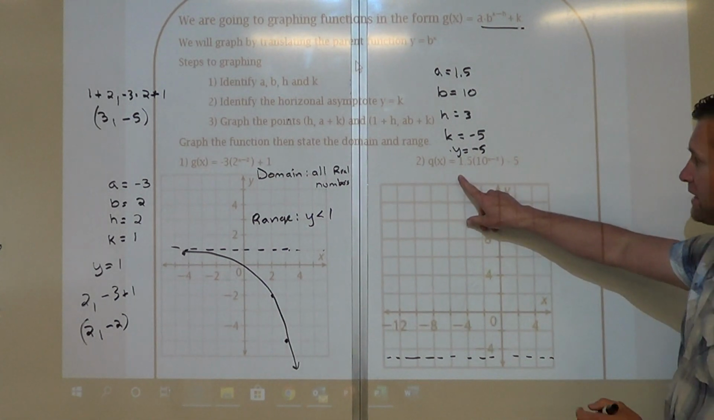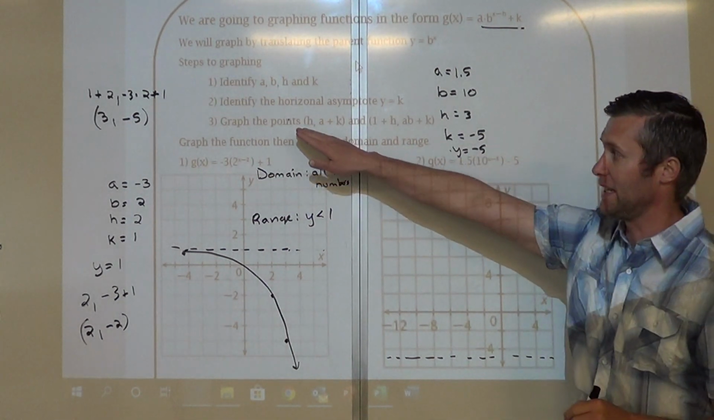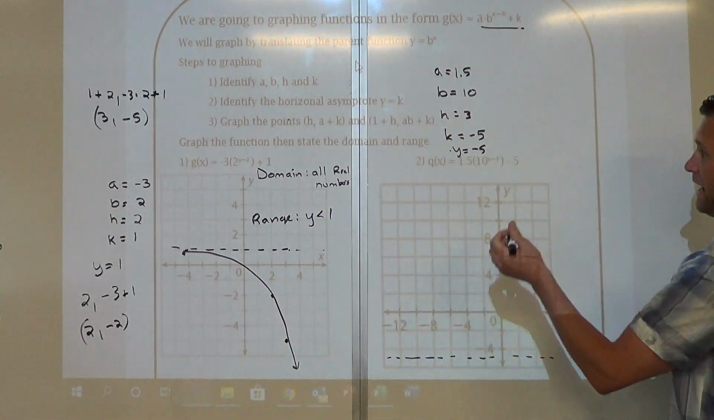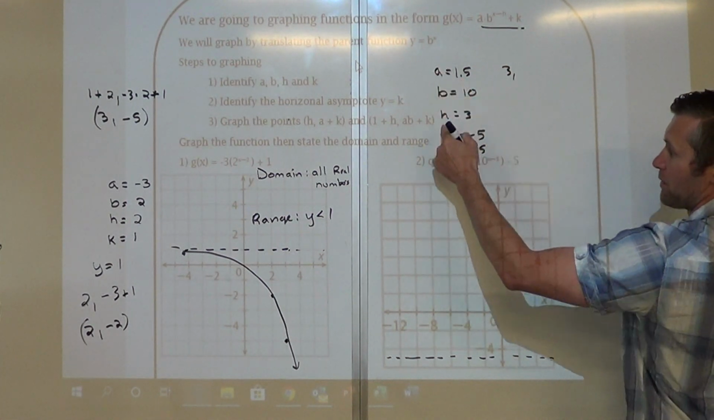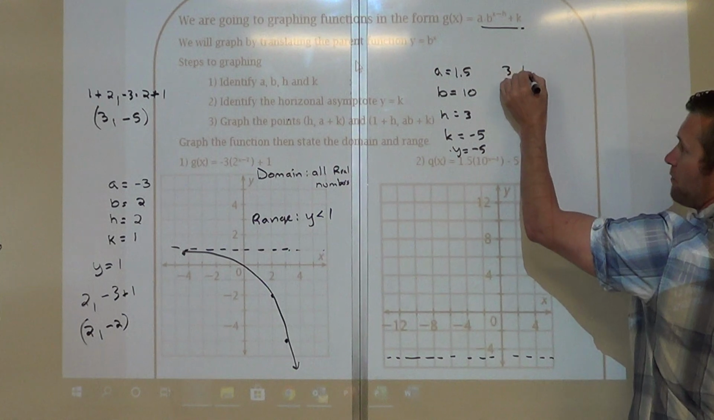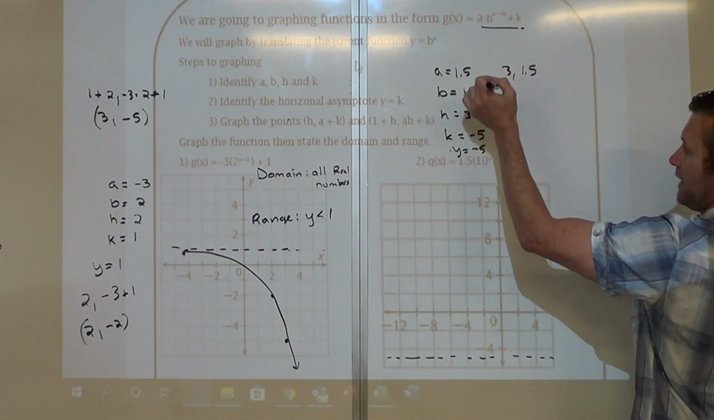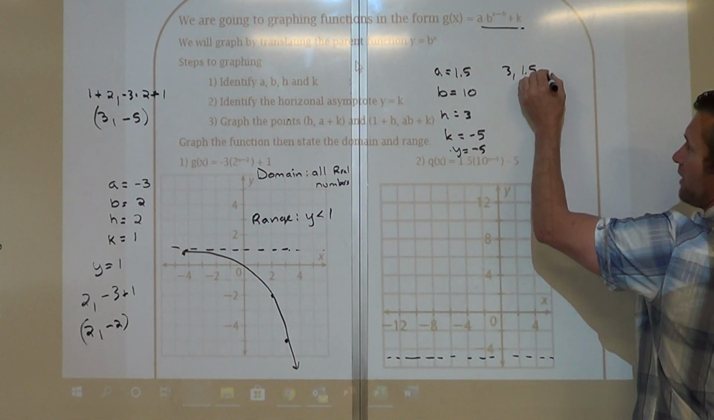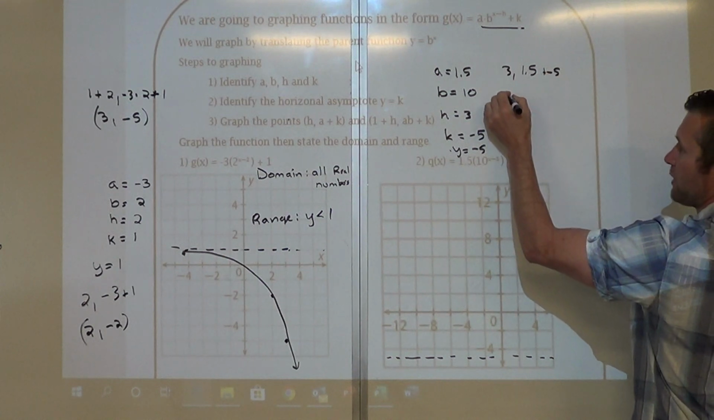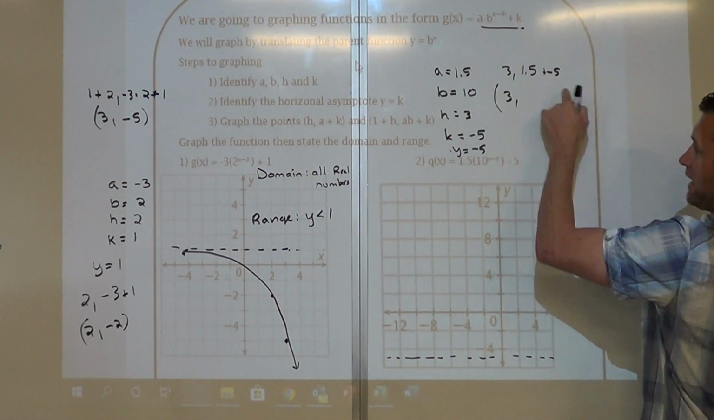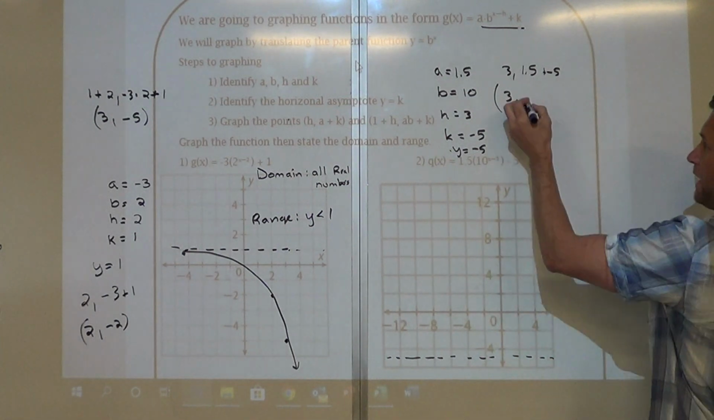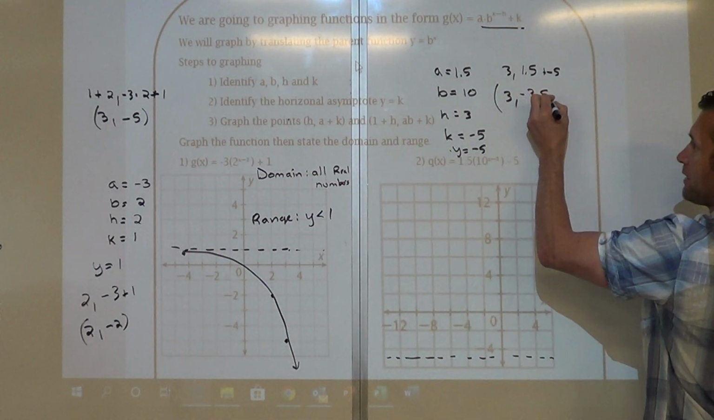Then we go ahead and identify my first reference point. Again, I'm just using this here. My h value, so h of 3. And then a plus k. So 1.5 plus k of negative 5. So that would be 3. And then 1.5 plus negative 5 would be negative 3.5.